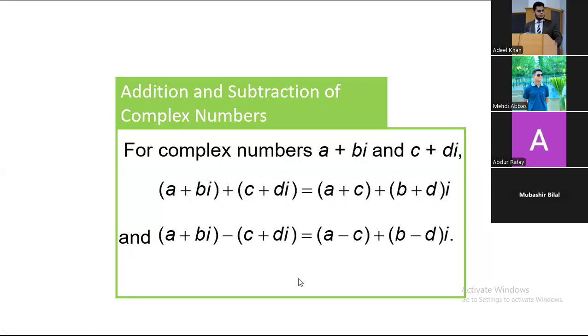Okay, further, if we go to the subtraction aspect, that is a plus b iota minus c plus d iota, the values of a minus c and b minus d iota are represented over here. The addition is represented on the above side, and below we can see the subtraction of complex numbers as well.